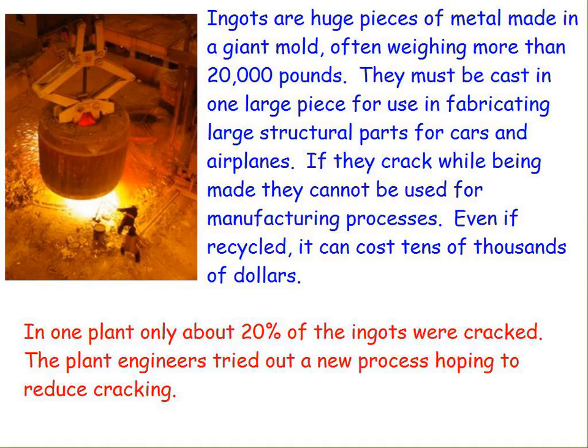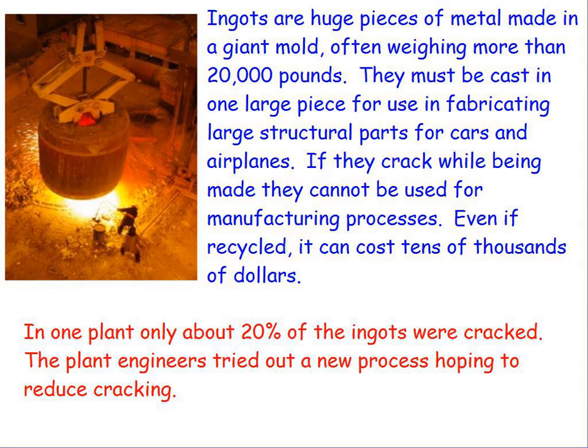So here's our situation. Ingots are huge pieces of metal made in a giant mold, often weighing more than 20,000 pounds. They must be cast in one large piece for use in fabricating large structural parts for cars and airplanes. If they crack while being made, they cannot be used for manufacturing purposes. Even if recycled, it can cost tens of thousands of dollars. So that's just kind of some baseline information.